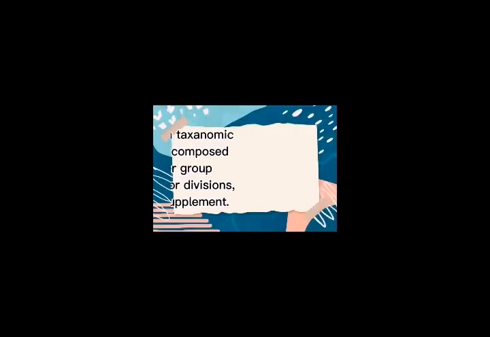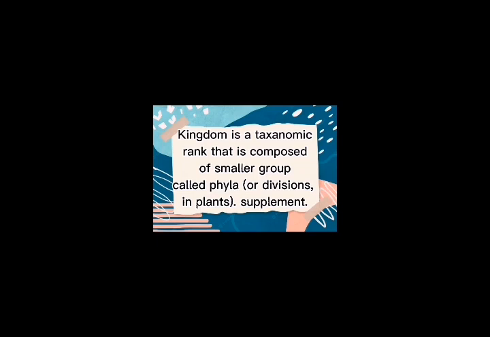Okay, this time, we will be able to give the definition of the following terms: the kingdom, division, order, class, species, genus, and family. So let's give first the definition of the word kingdom. Kingdom is a taxonomic rank that is composed of smaller groups called phyla, or divisions in plants.